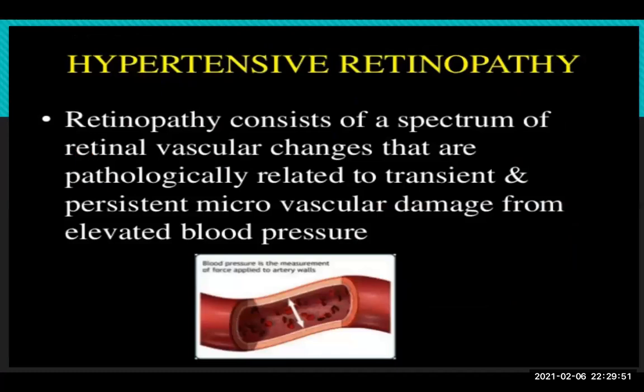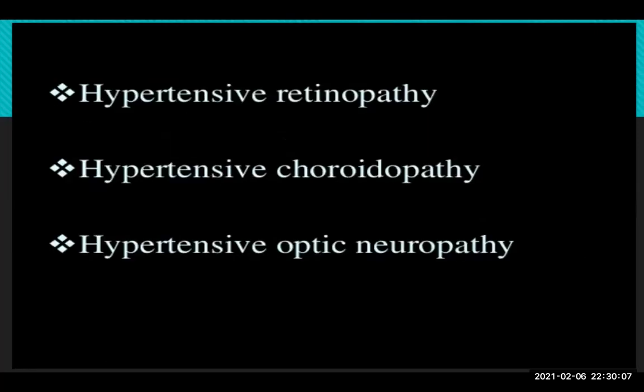So hypertensive retinopathy consists of a spectrum of retinal vascular changes that are pathologically related to transient and persistent microvascular damage from elevated blood pressure. The hypertension-related changes in the eye may be hypertensive retinopathy, also choroidopathy, also optic neuropathy. So hypertension can affect the retina, choroid, and the optic nerve.